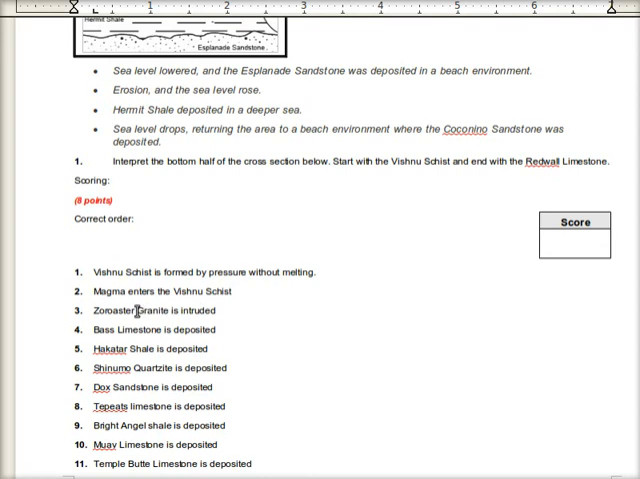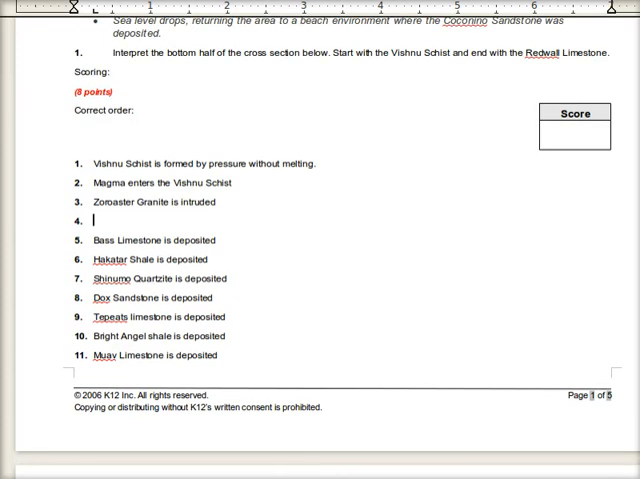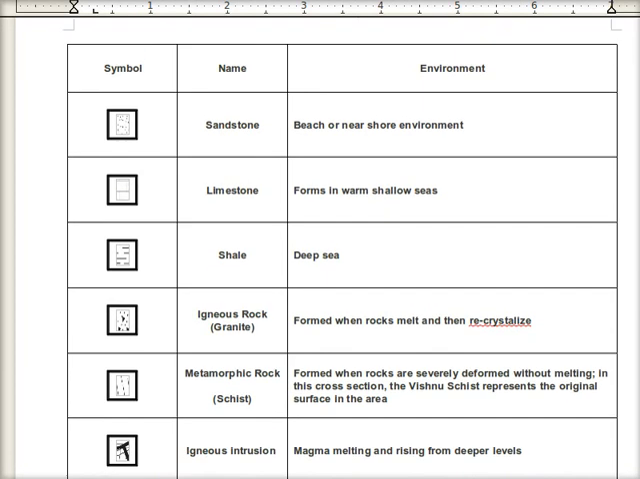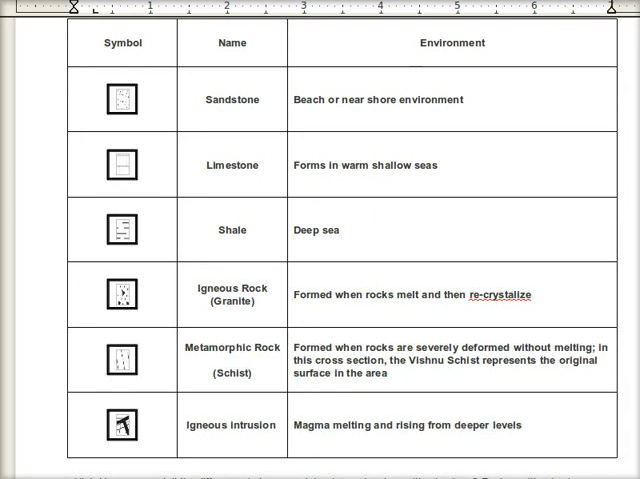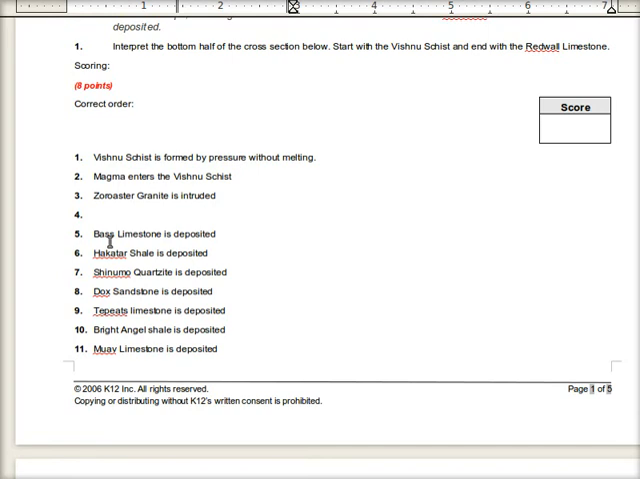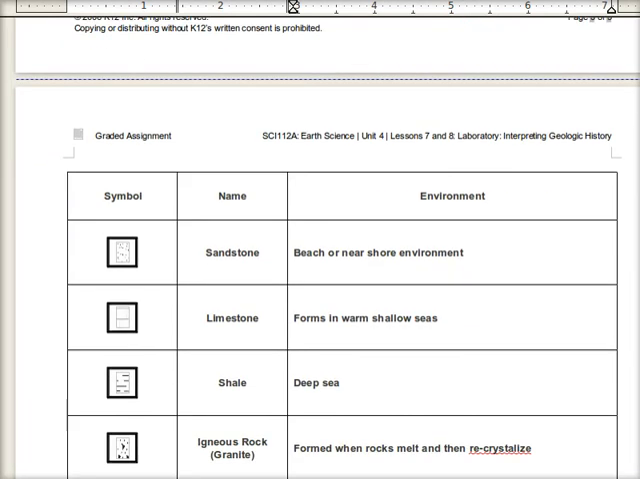Now how do we go from the Zoroaster granite to the Bast limestone? Let's take a look, see if we can figure out what's happening. First, let's take a look at the different kinds of rocks. Granite is formed when those rocks melt and recrystallize. We're working with limestone now? Let's go take a look, make sure I'm right. Yeah, the Bast limestone. Okay, what's limestone?